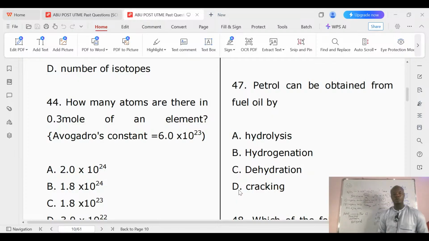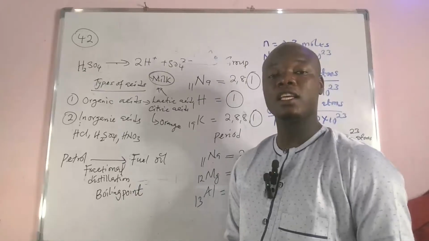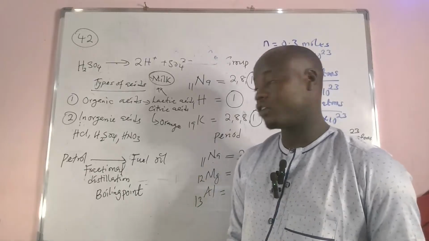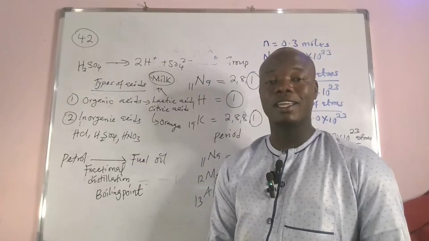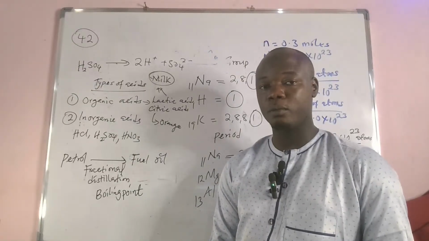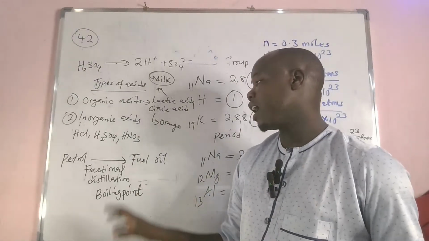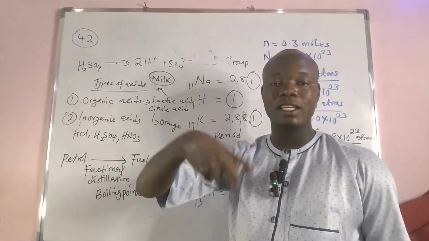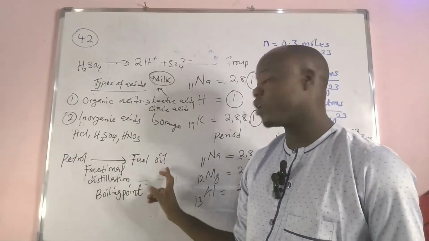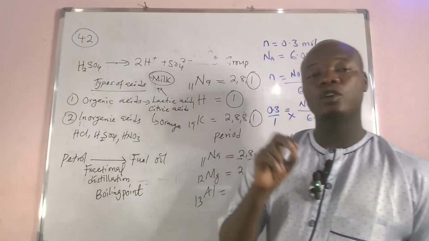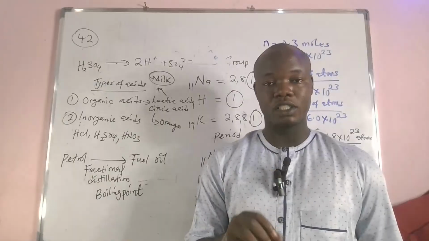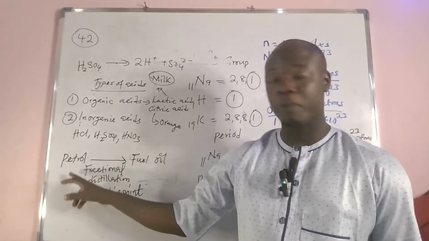So ladies and gentlemen, fuel oil, or crude oil, is made up of so many products. From it, you can get petrol, kerosene, diesel, bitumen. There are many of them. And the process used in removing all these components from the crude oil is called fractional distillation.